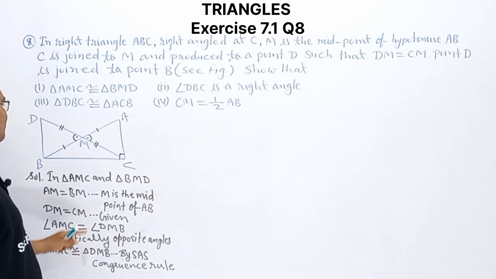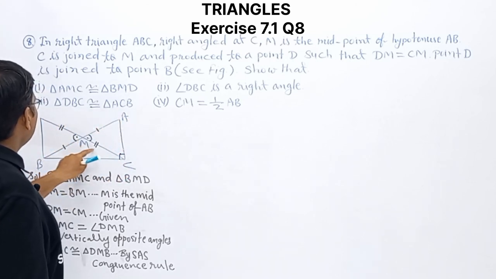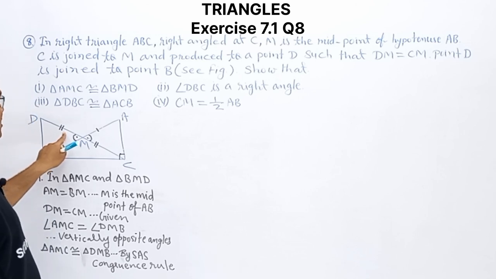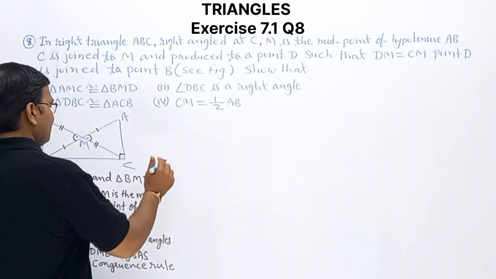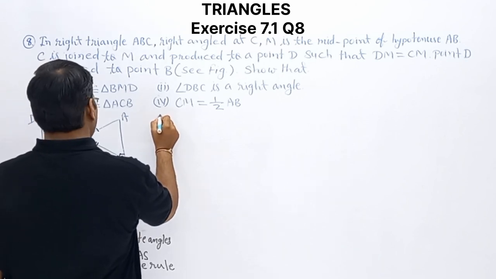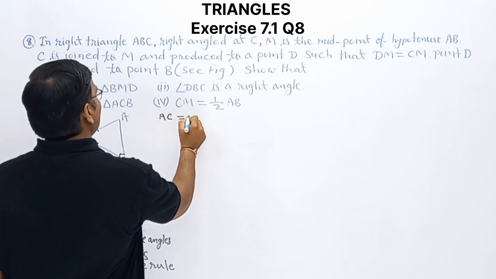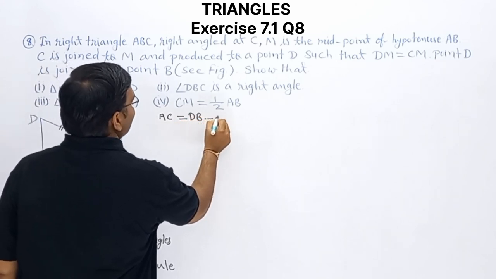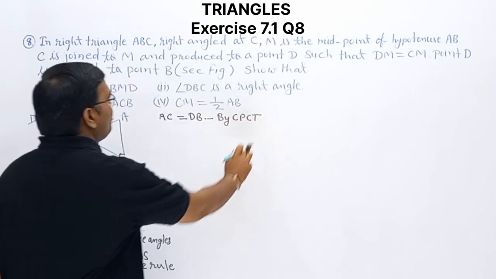So we proved these two triangles are congruent. So once we obtain these two are congruent, we can say what? AC, this side equal to this one, this side equal to this one. So in congruent triangles, corresponding parts of congruent triangles will be equal. It means this side will be equal to this one. So what we can say? Not AB, AC equal to DB. Why? By CPCT. Corresponding parts of congruent triangles.